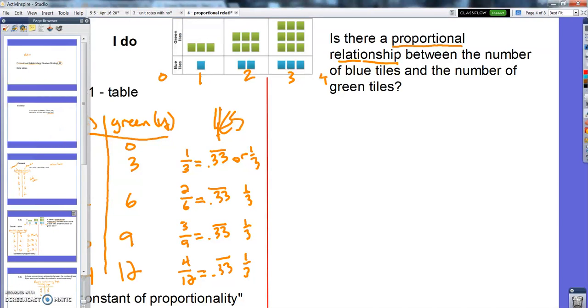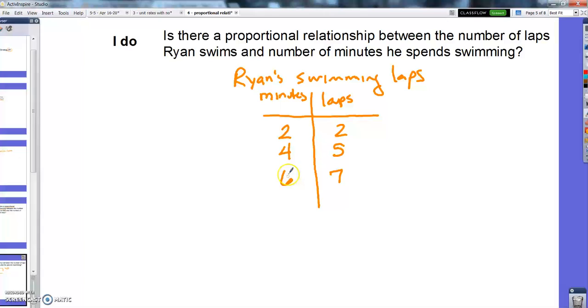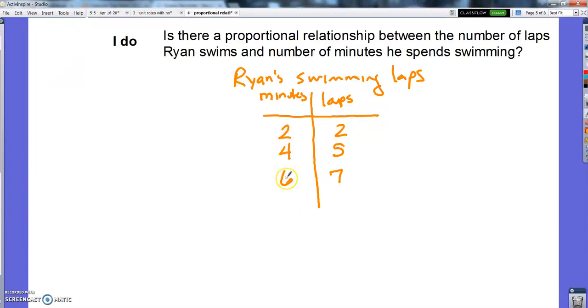All right, let's look at another I do that is not, so you can see a counterexample. So this is the number of laps that Ryan swims in a certain number of minutes. 2 minutes, 2 laps, 4 minutes, 5 laps, 6 minutes, 7 laps. And you could continue this as well, right? Looks like when you add 2 more minutes, you add 3 more laps, and so on and so forth. And so what I want to know, is this a proportional relationship between the number of laps he swims and the number of minutes he spends swimming?